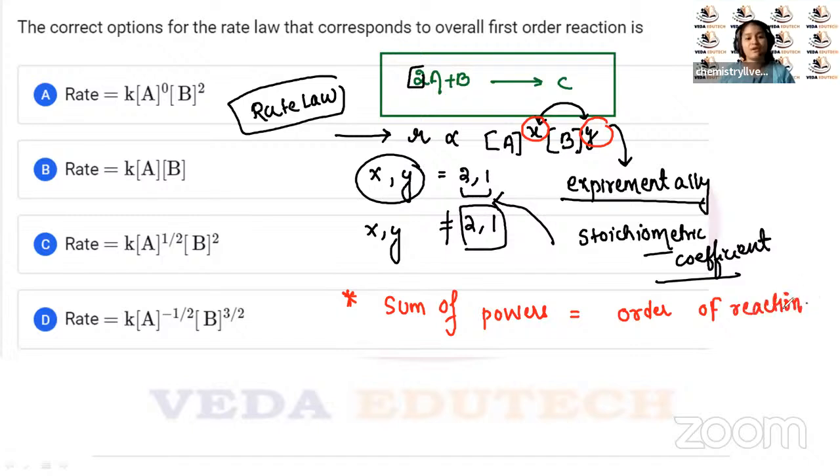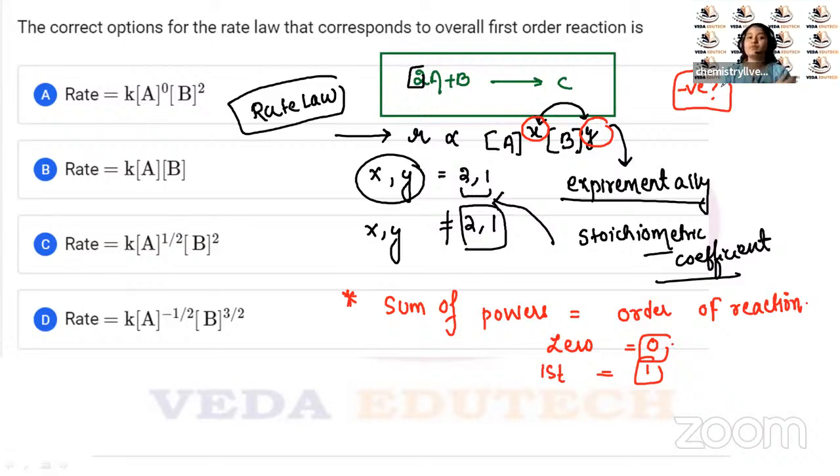Okay. Sum of power is going to give you the order of reaction. That means, for example, for a zero order reaction, the sum of power has to be 0. For a first order reaction, the sum of power has to be 1. So it can be 0, a fraction, or a positive number. Now tell me, can order of reaction be negative? That is your question. Can it be negative? Okay.